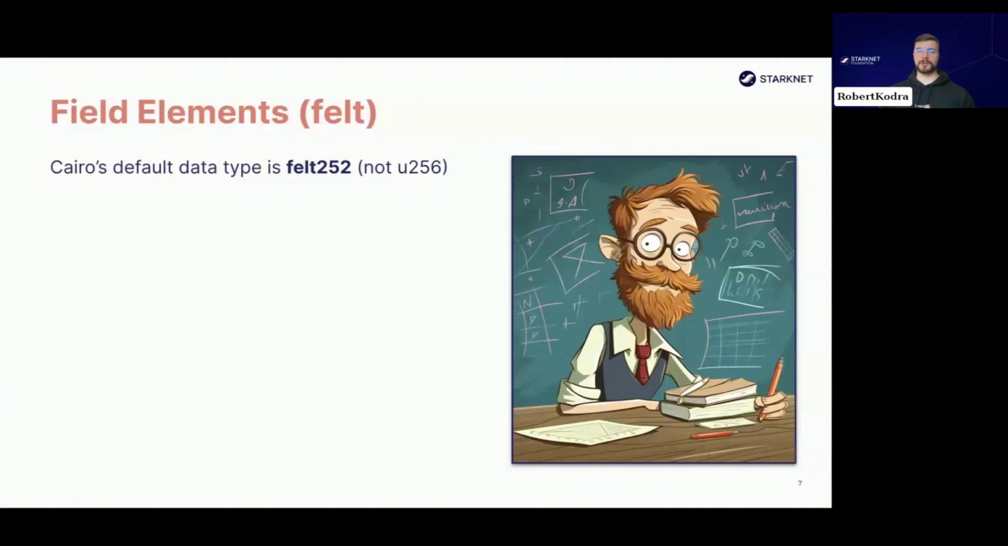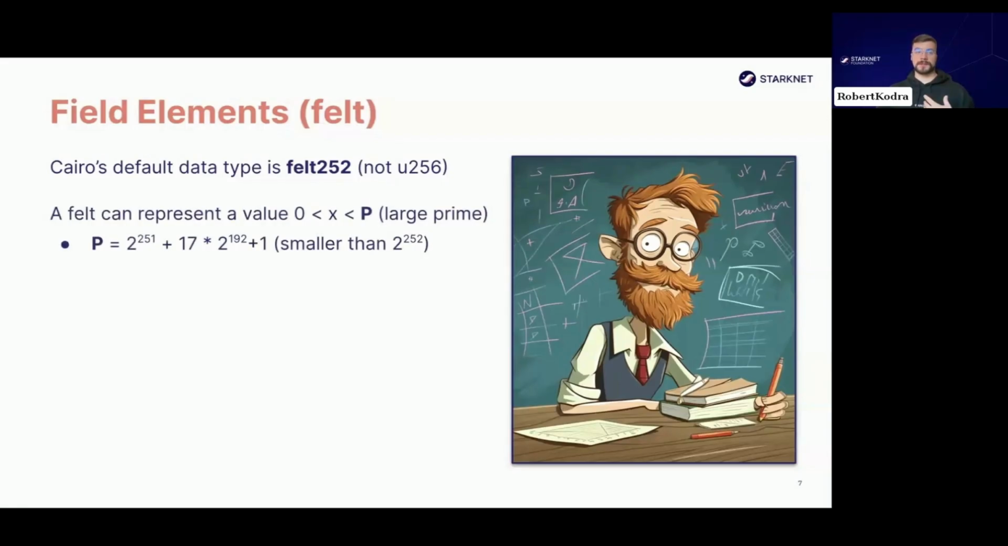Now, it's important to note that compared to Solidity, where the default type is unsigned integer, or U256, for Cairo it is felt252. Two different aspects: one, it's a smaller size, and two, it's a felt type, or a field element type, which introduces a lot of interesting things and properties.